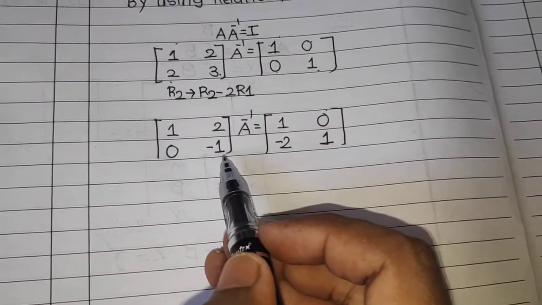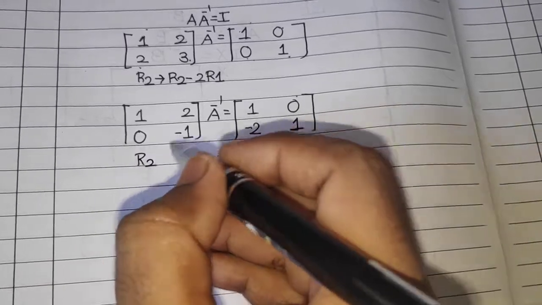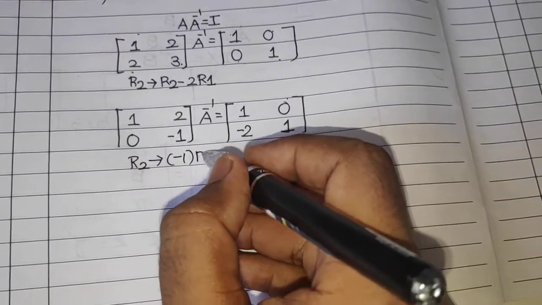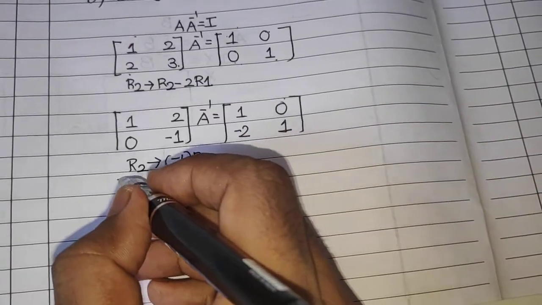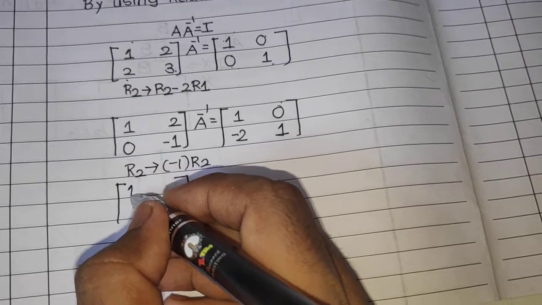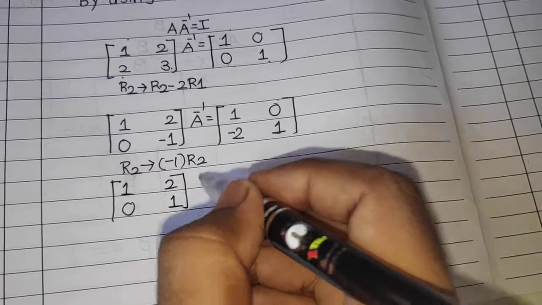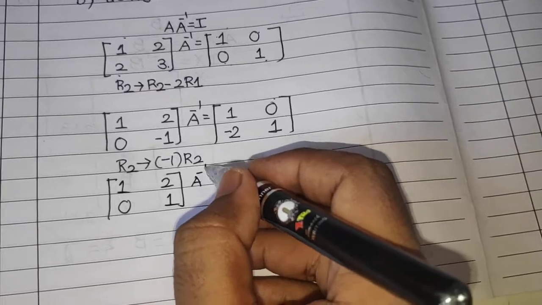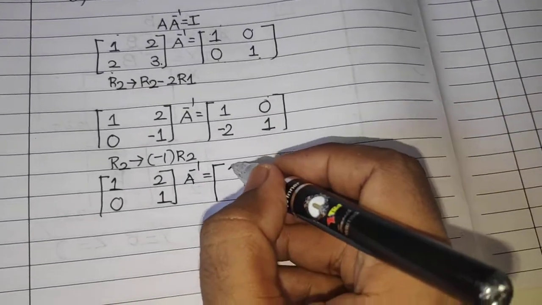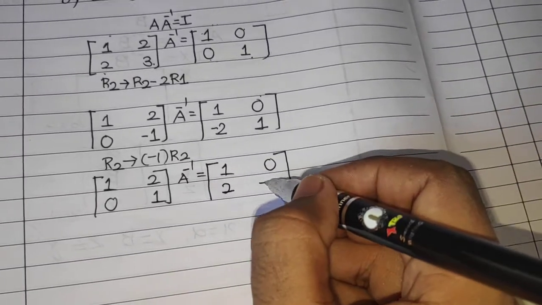Now I can make this as 1. How can I make this as 1? I can perform the operation R2 change to minus 1 times R2, and what I get is 1, 2, 0, 1 into A inverse, which equals 1, 0, 2, minus 1.